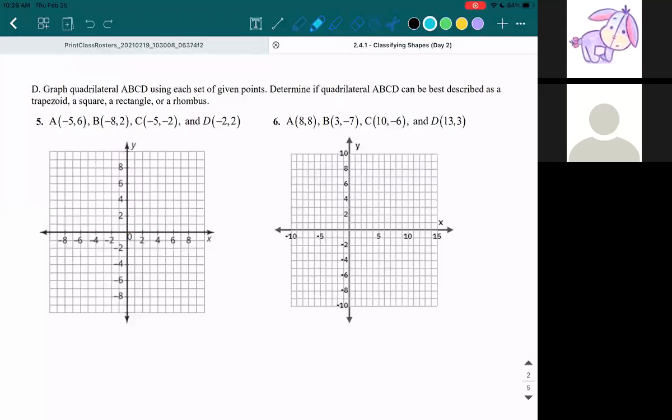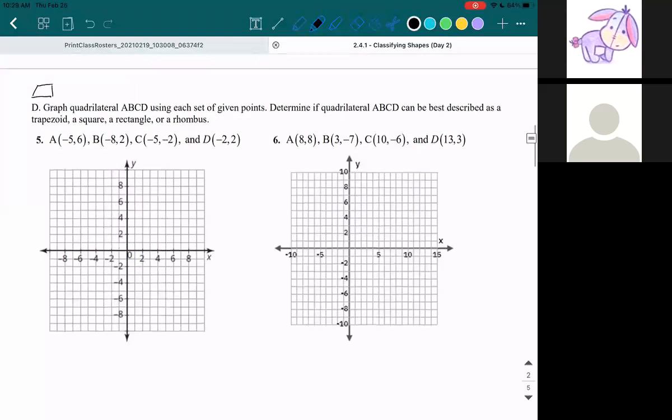All right, so last section of this worksheet is graphing the quadrilateral ABCD using each set of given points. Determine if quadrilateral ABCD can be best described as a trapezoid, a square, a rectangle, or a rhombus. So I'm just going to draw you what a trapezoid is again. We just did it, but trapezoids look like this or like that. These are trapezoids. They have one pair of parallel sides. That's the important feature.